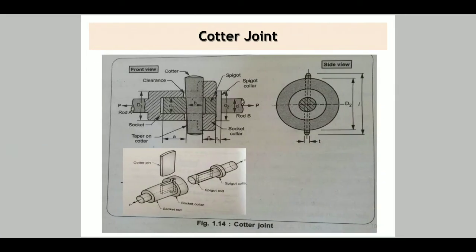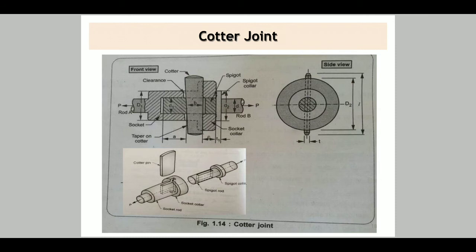Here, the cotter joint mainly consists of three components, that is socket, cotter and spigot. The end of one rod is formed into a socket and the end of the other rod is formed into a spigot as shown in the below figure. A cotter is a wedge shaped piece of rectangular cross section which is inserted in the rectangular slots made in the socket and the spigot. It is shown in the below figure, a cotter pin having a rectangular shape.